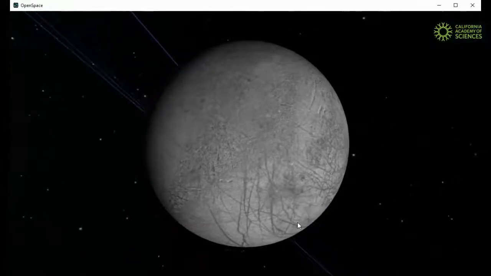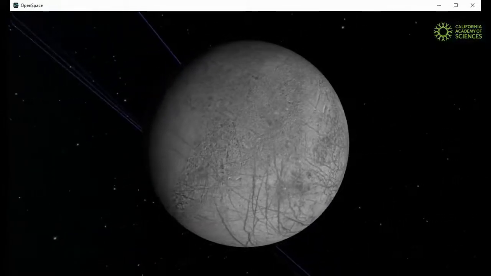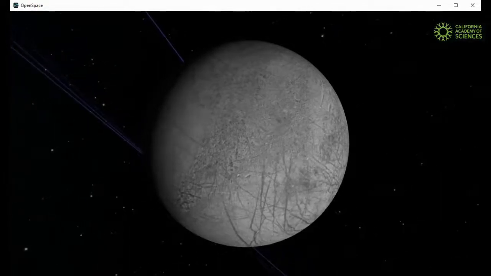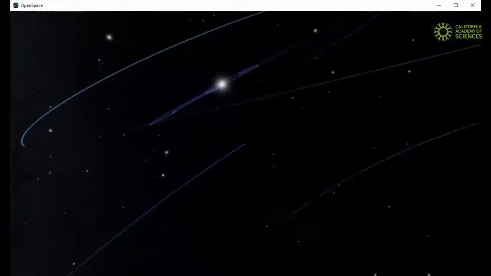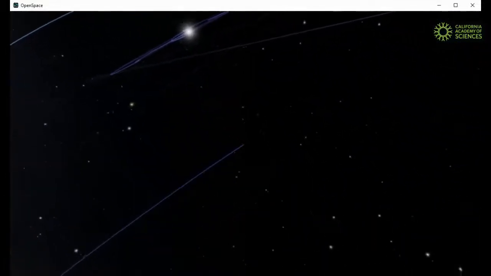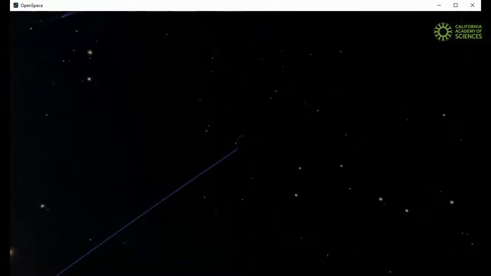But there are more than two Galilean moons, and I can't get too distracted on Europa because I'm going to name it. Europa is my favorite moon this week, and I could spend a long time talking about it. So we're going to jet us out to our next moon, and that is going to be Ganymede.